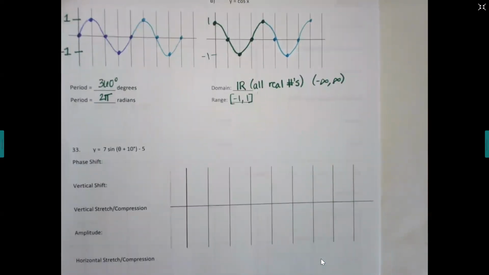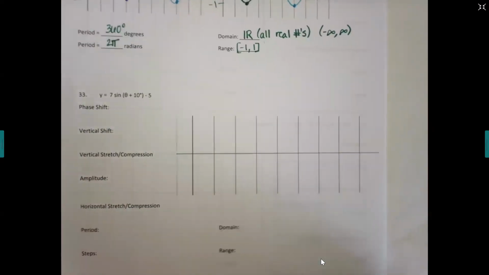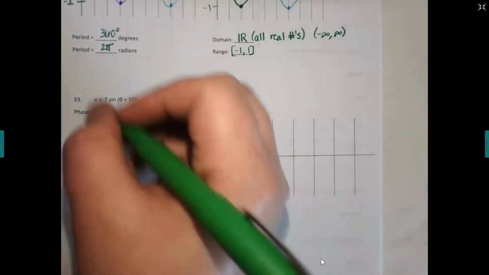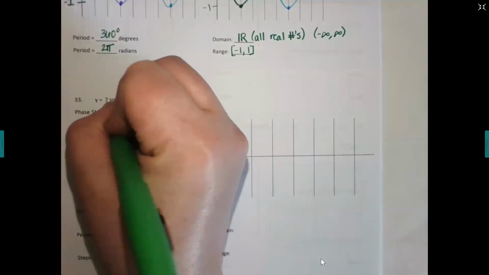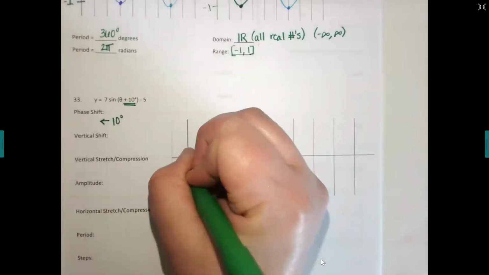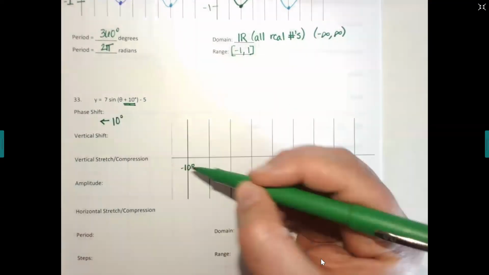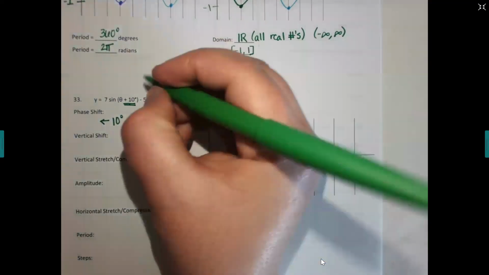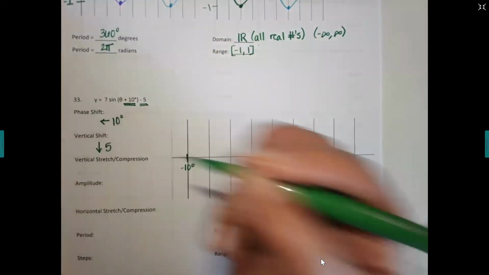All right, take a look at number 33. This one we're going to graph with some shifts and stuff in it. So let's review what happens. If you put a +10 in the parentheses, you're going to go to the left 10. That's called the phase shift. So my first reference angle is going to be to the left 10, which is -10 degrees. And then the -5 is the vertical shift. I'm going to shift us down 5.